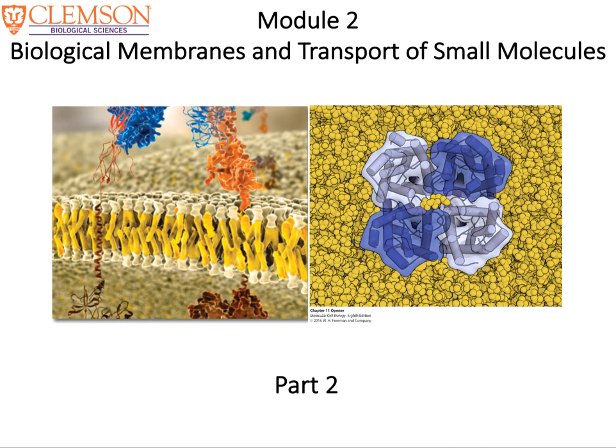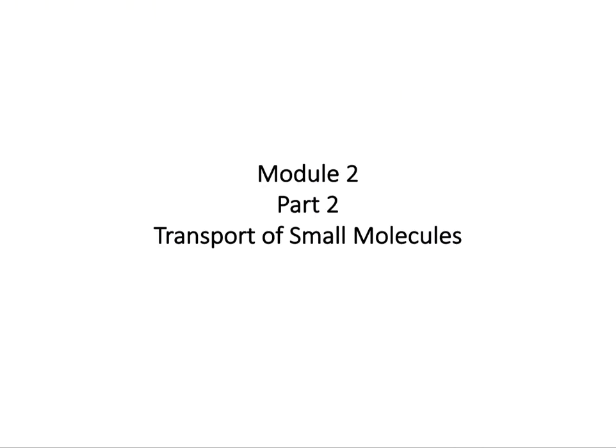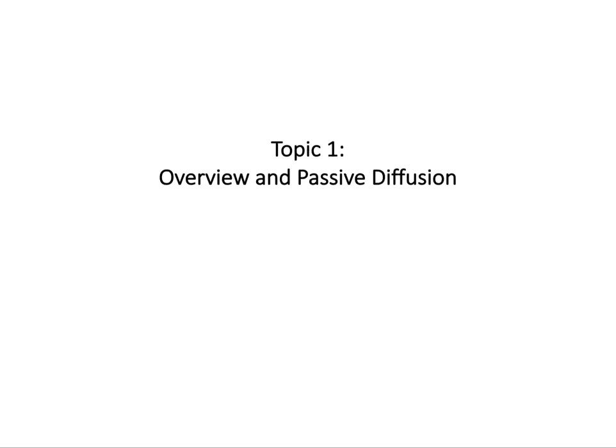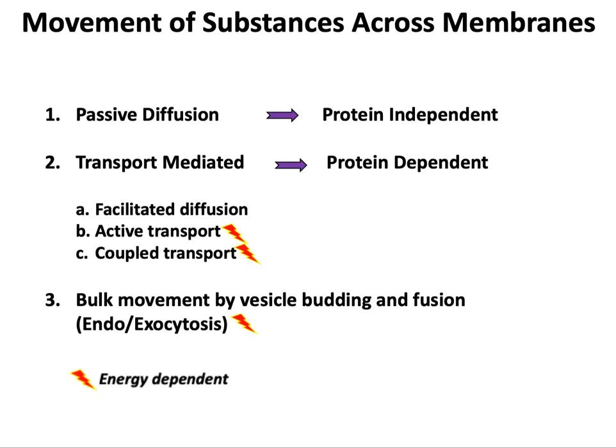Module 2, Part 2. In the first part of Module 2, we talked about structures of membranes, movement of lipids within membranes, proteins within membranes, and the movement of proteins within membranes. Now I want to talk about the transport of small molecules across membranes, which is also critical for the life of the cell. First, I will give you a brief overview of the topic and talk about diffusion across the plasma membrane without the involvement of any transport proteins.